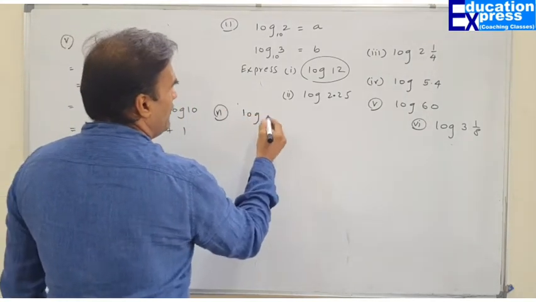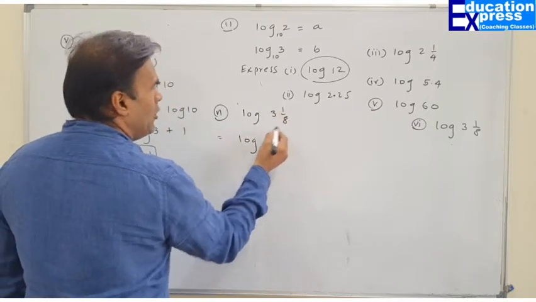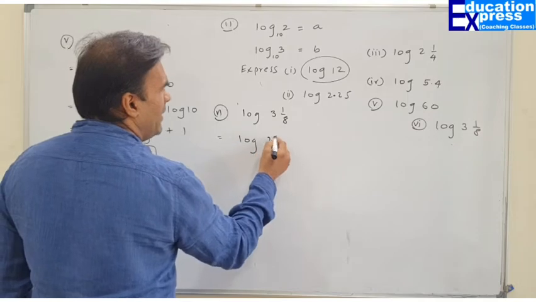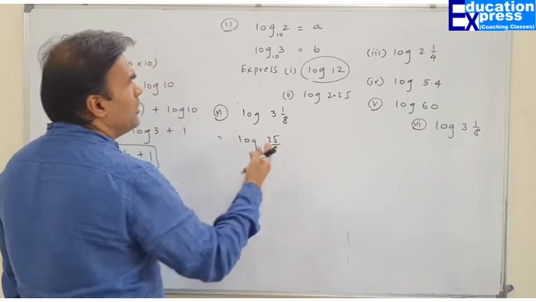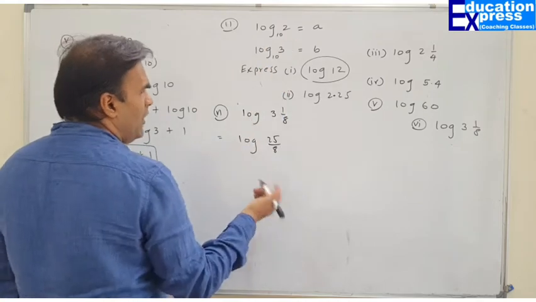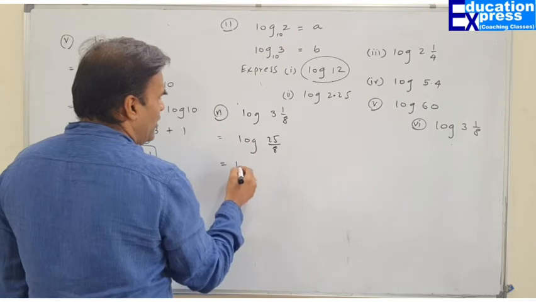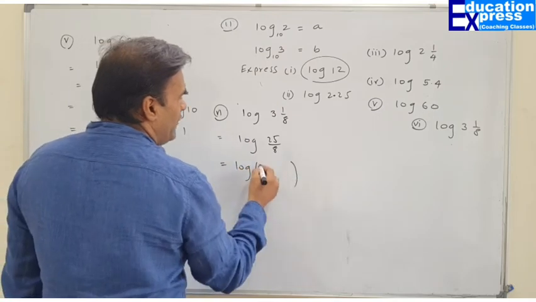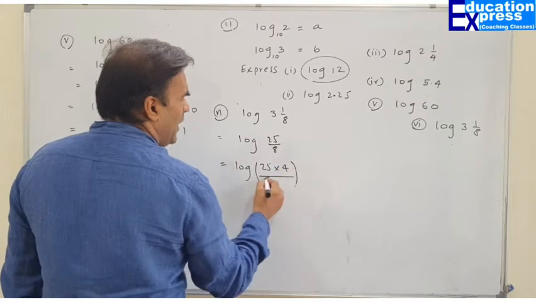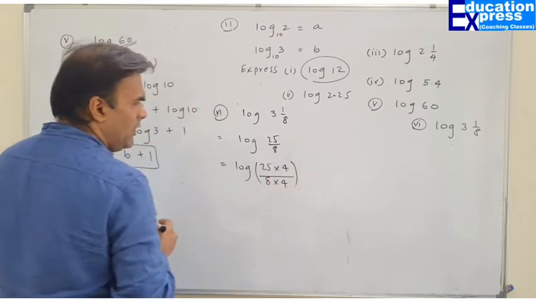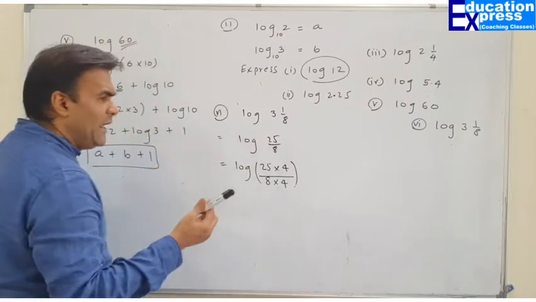Log of 3 1 upon 8. You know, this can be written as log of 25 upon 8. Since we know that 25 is not the number that we are looking for, we are looking for number 2, 3 or maybe 10. What we can do is, sir, why don't we do this? We can make this as 100 by multiplying by 4 and here also multiplying by 4.